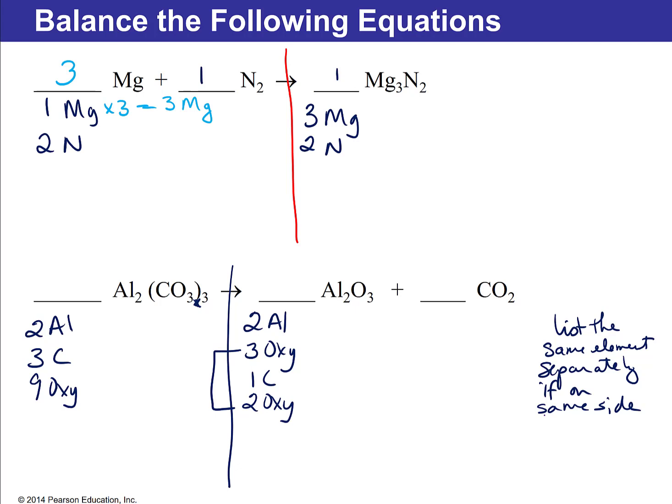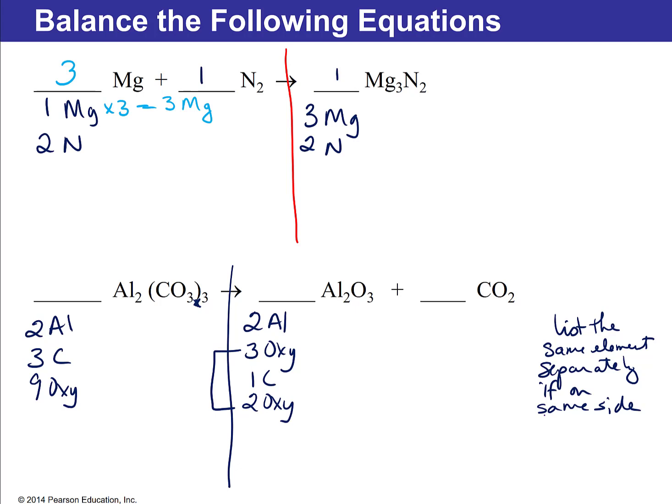The other rule I have is if you have something found more than once on one side, save it till last. Don't try and balance it first. Balance the simple ones, because most of the time when you balance the simple ones that are only found in one place on either side, it'll balance the more complicated ones. So looking at this, 2 aluminum, 2 aluminum. So my aluminum are balanced. 3 carbon, 1 carbon. They're only found in one place, so I can balance those next.